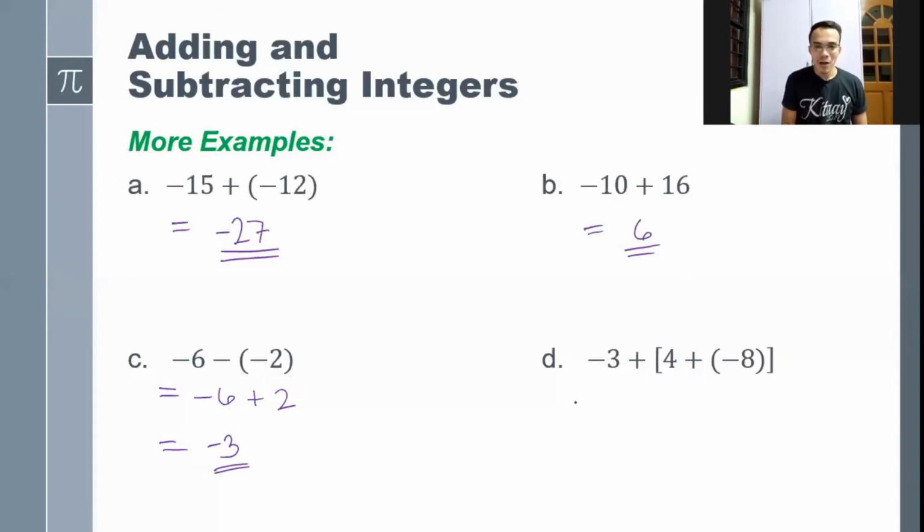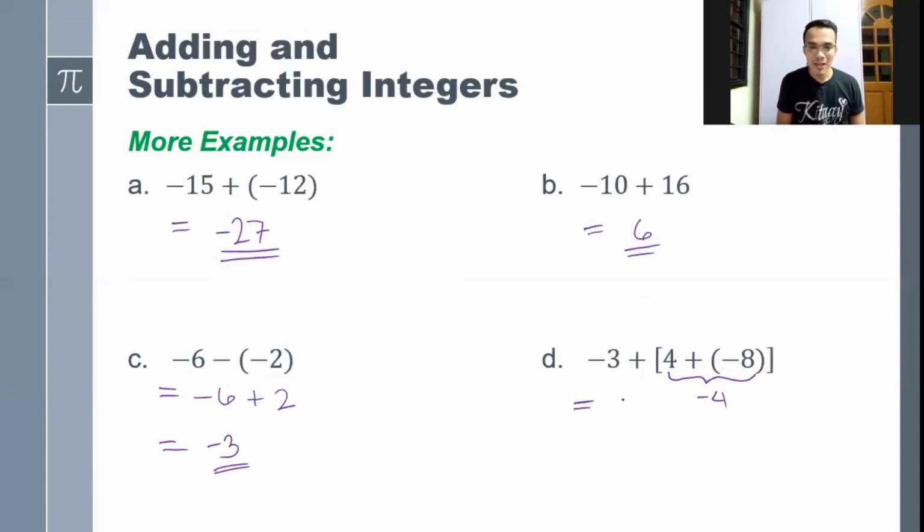Letter D, we have here grouping symbols. Remember, when dealing with grouping symbols, we have to eliminate or remove the grouping symbols first. So we have to do this first. 4 plus negative 8. 4 and negative 8 have different signs, so we have to subtract their absolute values. And the difference between 8 and 4 is 4. And then, what's the sign of the bigger number? It's negative.